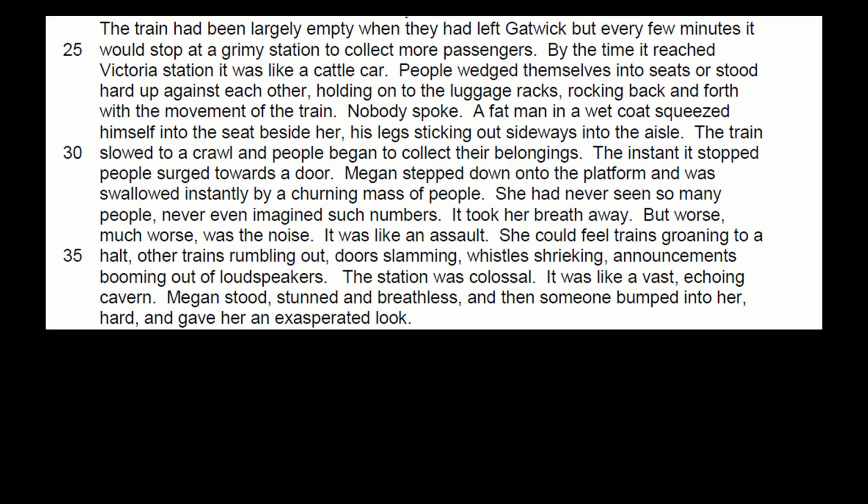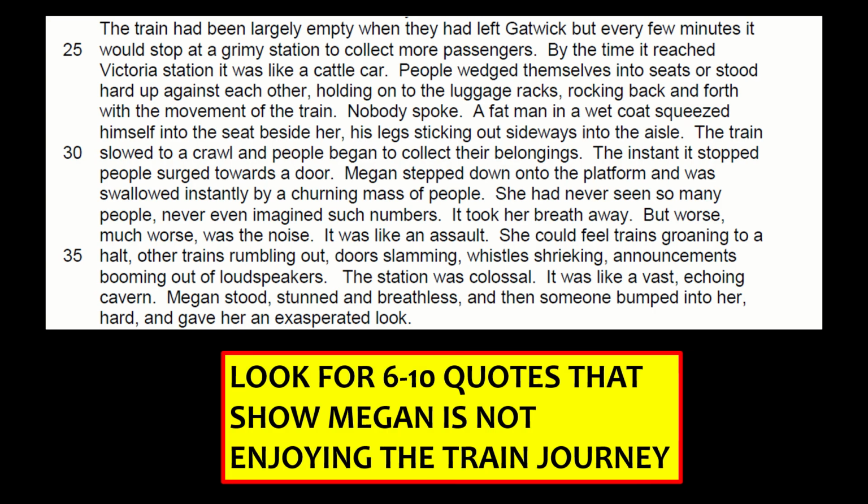The instant it stopped, people surged towards a door. Megan stepped onto the platform and was swallowed instantly by a churning mass of people. She had never seen so many people, never imagined such numbers. It took her breath away. But what's worse was the noise. It was like an assault. She could feel trains groaning to a halt, other trains rumbling out, doors slamming, whistles shrieking, announcements booming out of loudspeakers.